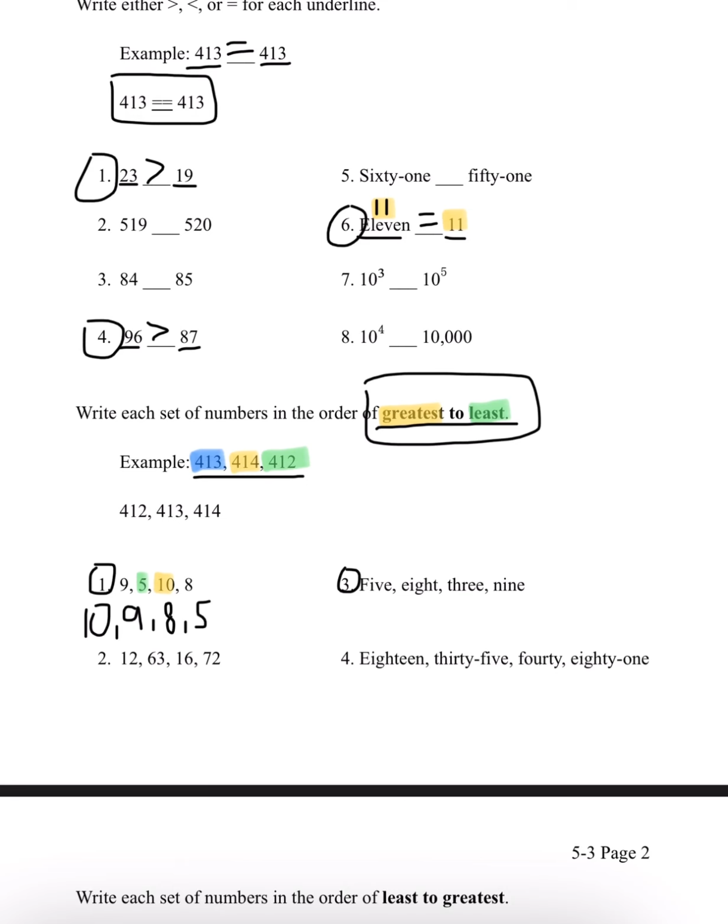Number 3 gives us 5, 8, 3, and 9. The greatest number here is 9, and the least number is 3. They're just in word form, but in number form, they look like this. So 9 is the greatest, and then 8, and then 5. We already know the least number is 3.